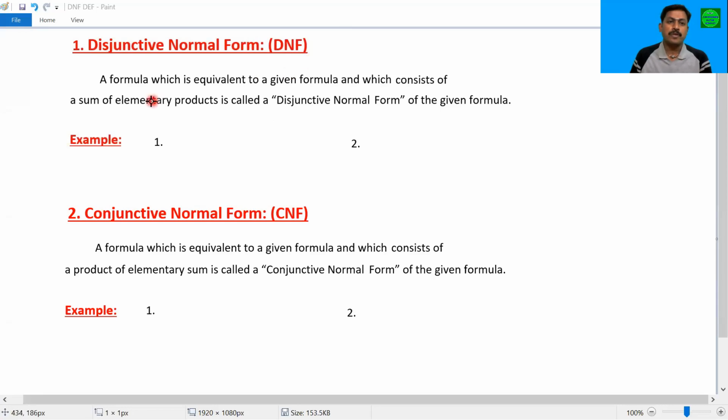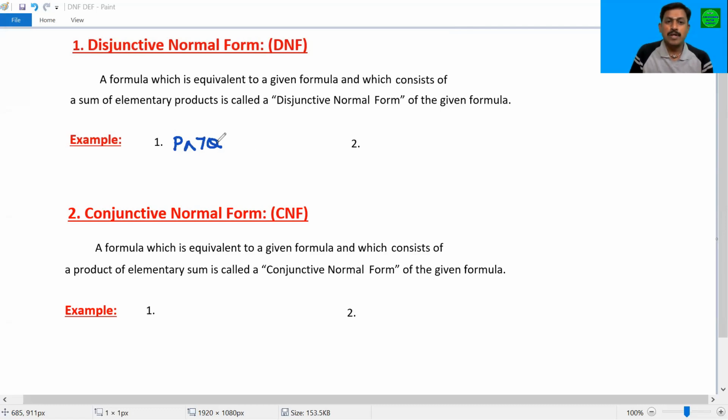Disjunctive normal form: a formula which is equivalent to a given formula and which consists of a sum of elementary products is called a disjunctive normal form of the given formula. If you take disjunction between elementary products, it is called disjunctive normal form. For example, I'm going to consider an elementary product. We know the definition of elementary product: variables and their negations, and in between them, if you take product, it is called an elementary product.